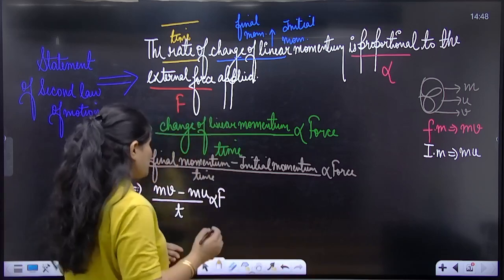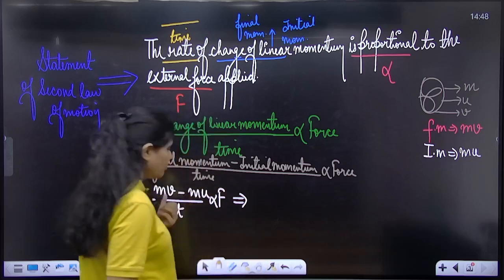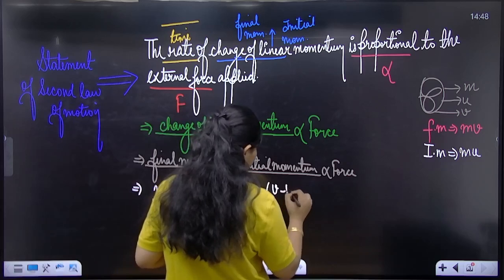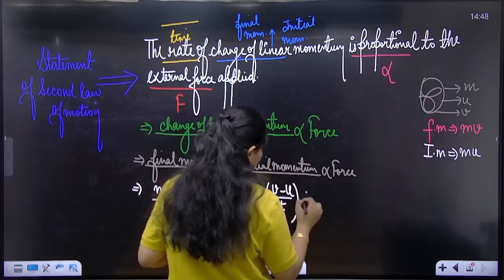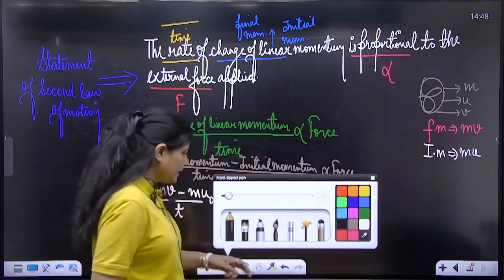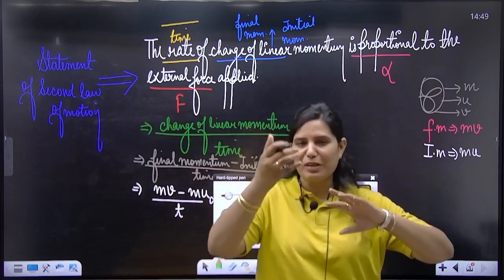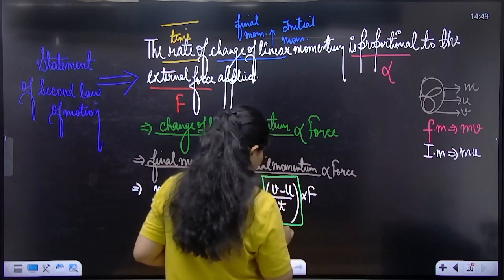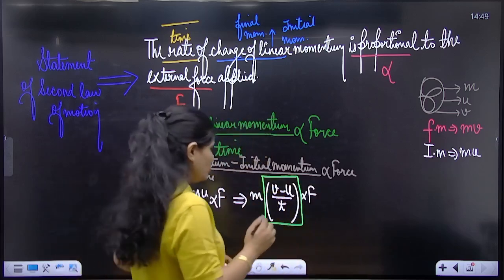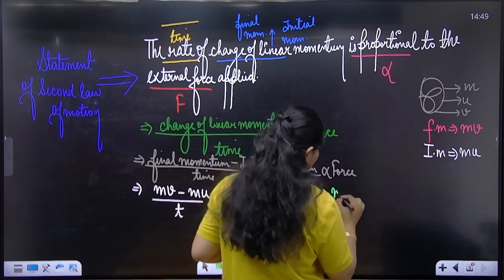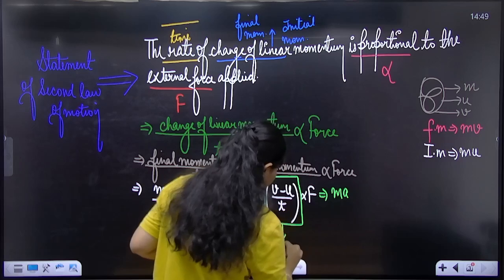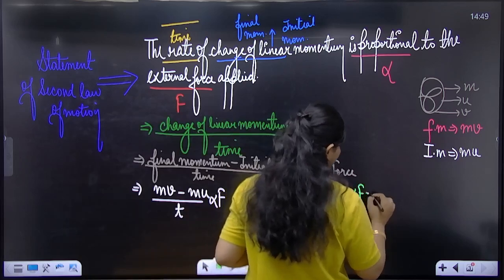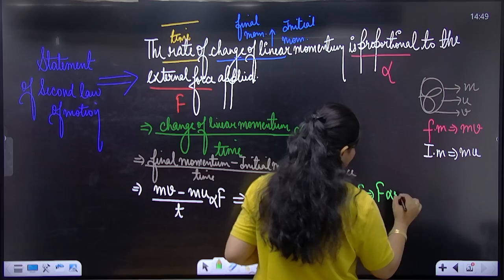Okay. So what is common in that LHS? The common is m. So I'll take m outside. The expression inside will be (v minus u) upon t proportional to F. And we know that acceleration is (v minus u) upon t, right? So I can write this entire box as a, right? So this expression turns to ma, because this is a. Okay, so ma is proportional to F, or you can write this as F proportional to ma.